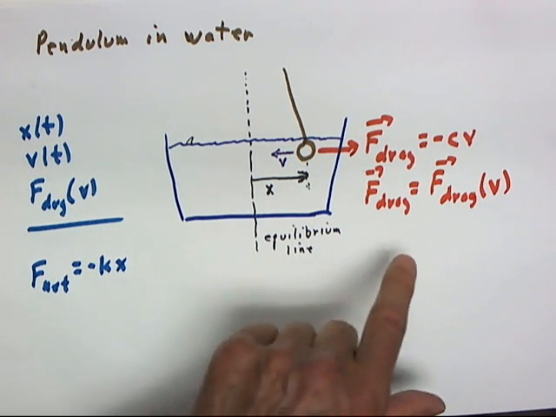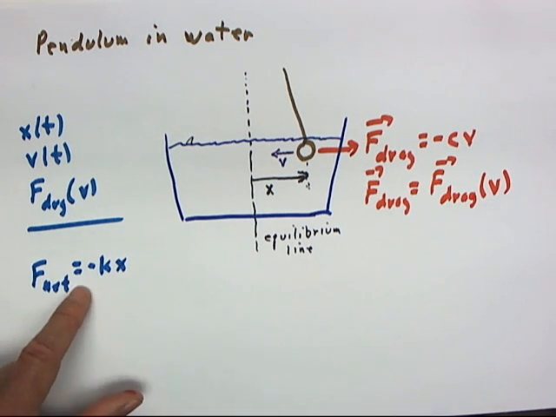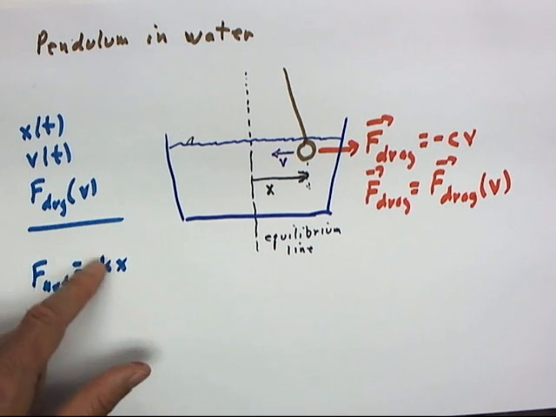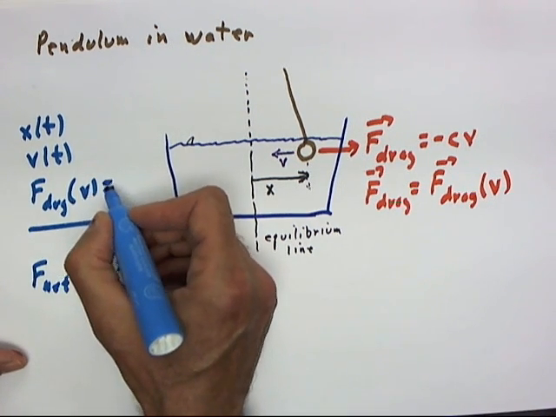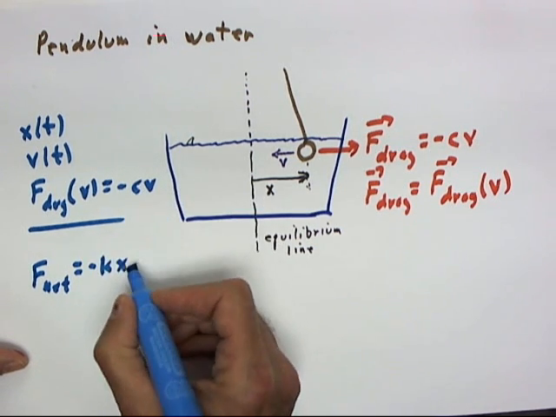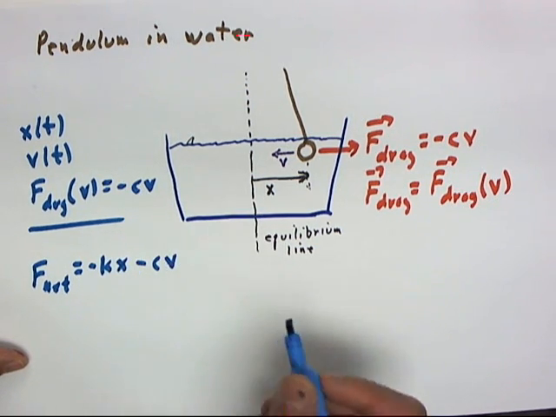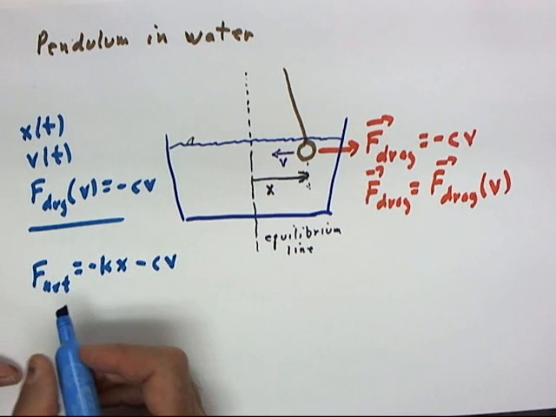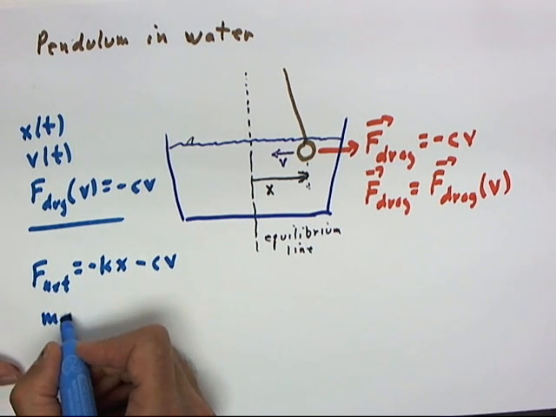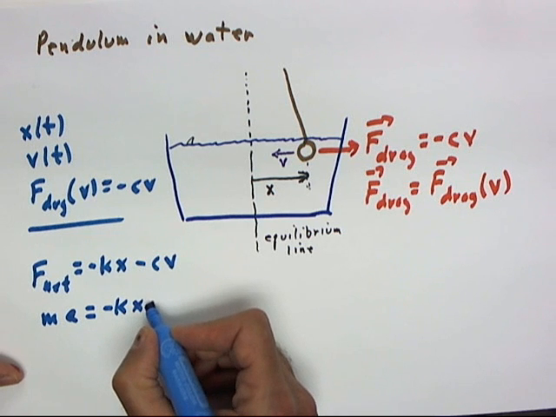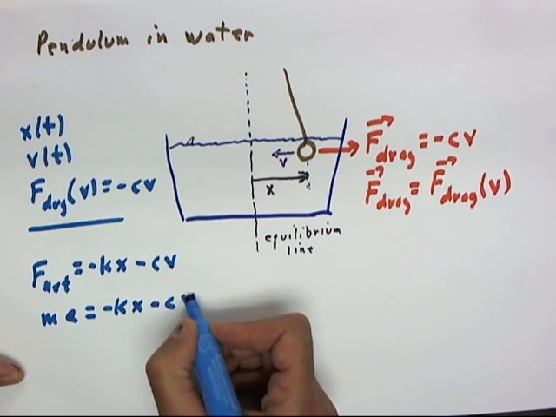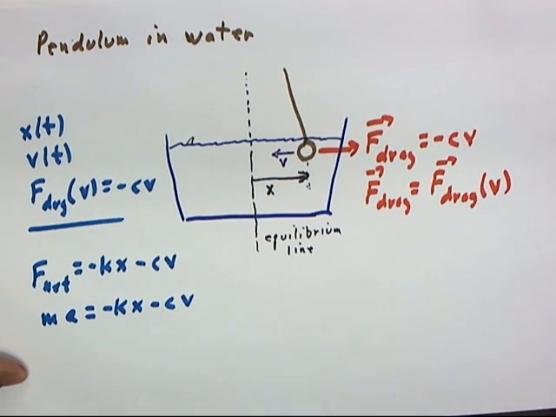But now that we have the drag force, F net is going to be negative kx, and we're going to have to add in the drag force, which is negative cv. Our F net is nothing but the mass times the acceleration. So we have mass times acceleration is negative kx minus cv.